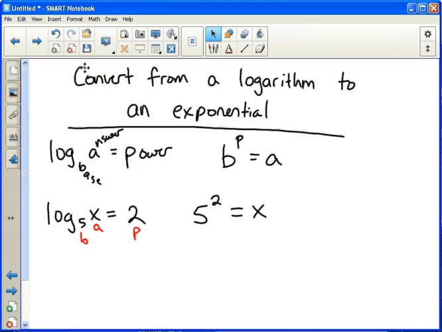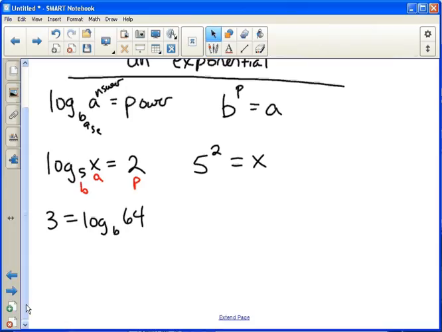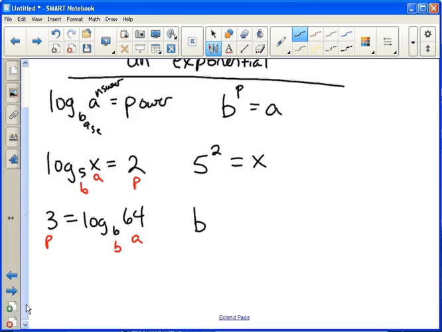So let's practice a few more. Let's do 3 equals log base b of 64. Again, you need to label your base, your answer, and your power. Log BAP. I know they put the power over on the left side, but it's the same thing. Whatever's on the other side of the equal sign is your power. So we do our base as b, our power as 3, and our answer is 64.